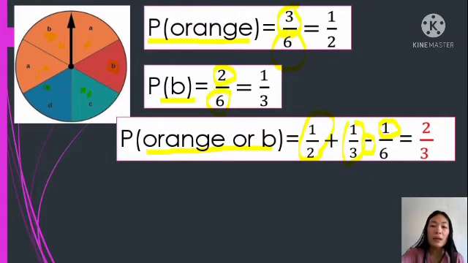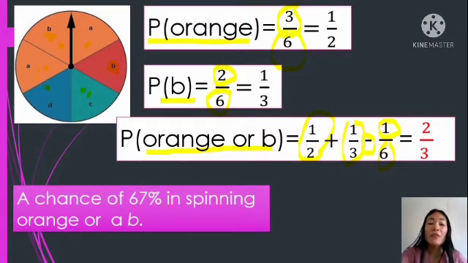So 1/6. Okay? So 1/2 plus 1/3 minus 1/6 equals 2/3. Or we have a chance of 67% in spinning orange or B. So is it a greater chance or not? Yes, it's a greater chance of spinning orange or B. Okay, is it clear? Okay, very good.